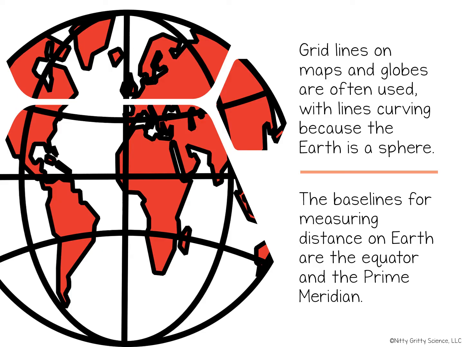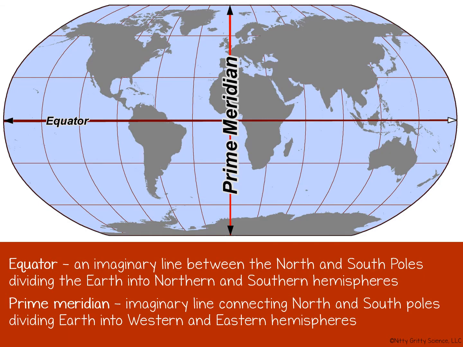Most maps and globes show a grid because Earth is a sphere, and that grid curves to cover the entire planet. There are two baselines for measuring distance on Earth's surface. These are the equator and the prime meridian. The equator forms an imaginary line that circles the Earth halfway between the north and the south poles. The equator divides Earth into the northern and southern hemispheres. A hemisphere is one half of a sphere that makes up the Earth's surface.